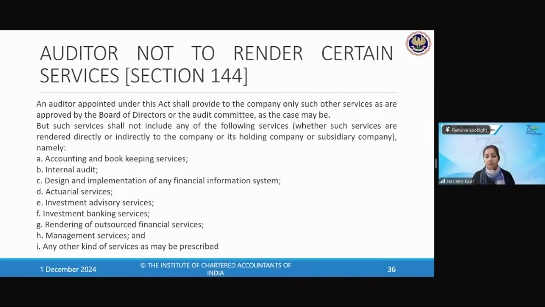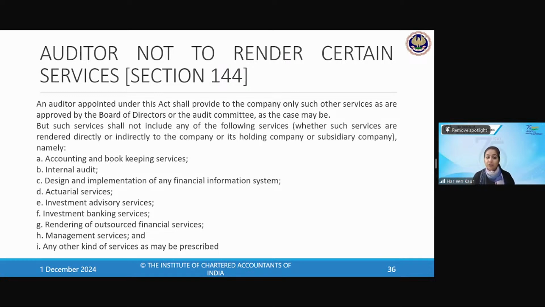Management services. So investment advisory, investment banking, and management, you will learn together. Any other kind of services as may be prescribed. So 'as may be prescribed' is the phrase used in the interpretation of statutes, meaning anything is still open which the law wants to include. Any other thing which can be included, they have left the option open for this point.